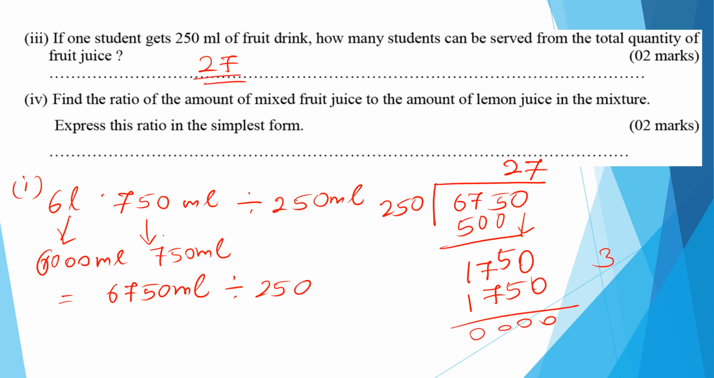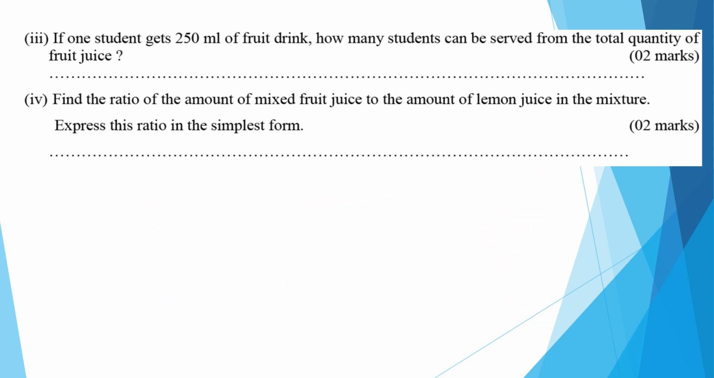Now, find the ratio of the amount of mixed fruit juice to the amount of lemon juice in the mixture, and express this ratio in the simplest form. Here we have to find the ratio of the amount of mixed fruit juice to the amount of lemon juice in the mixture. So you can say mixed fruit juice to the lemon juice.